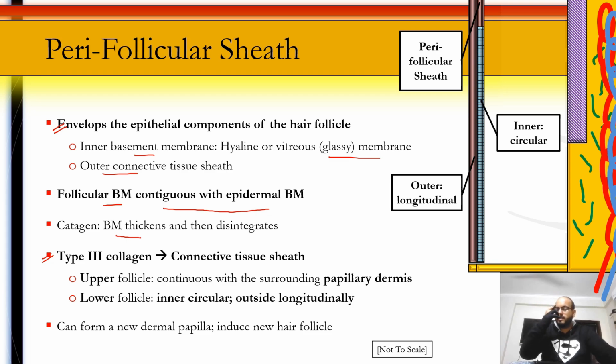The major collagen is type 3 collagen, which forms the connective tissue sheath. In the upper follicle, this connective tissue sheath is continuous with the surrounding papillary dermis. So if you look at a very simplified diagram of a follicle, in the upper follicle, the perifollicular sheath is continuous with the skin, the papillary dermis. Below that, you have two types of fibers. Inner, you have the circular fibers, which go around the follicle and wrap it. The outer layer is longitudinal. So inner circular, outside longitudinal, it wraps around the lower follicle.